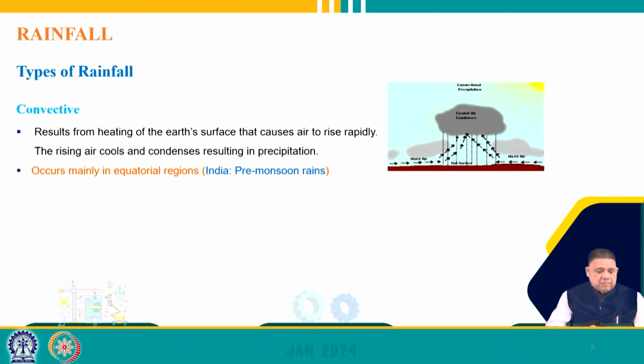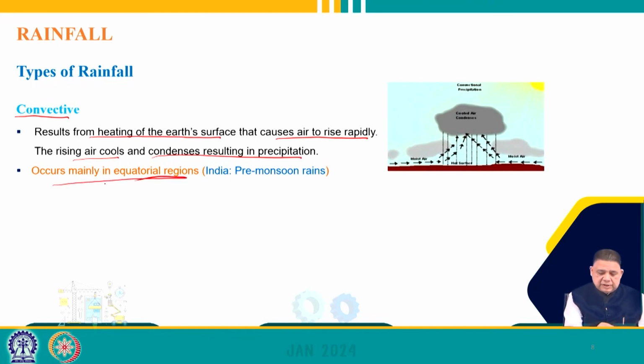Now, another form of rainfall is convective, which is basically, in the previous one it was because of pressure, and in this case it results due to heating of the earth surface that causes air to rise rapidly. The rising air cools and condenses, resulting in precipitation, and it occurs mainly in equatorial regions, and in India whatever pre-monsoon rain we get is because of the convective form of precipitation.